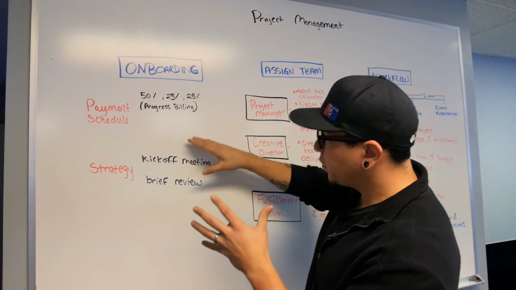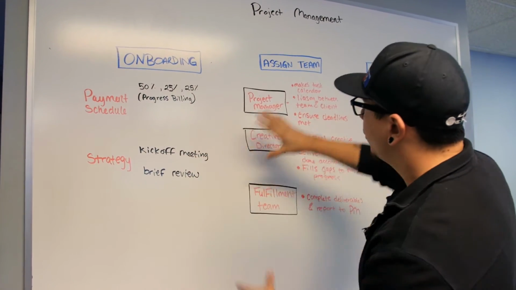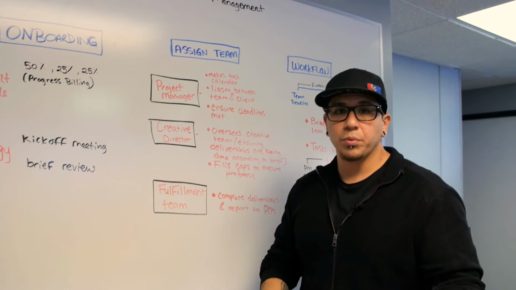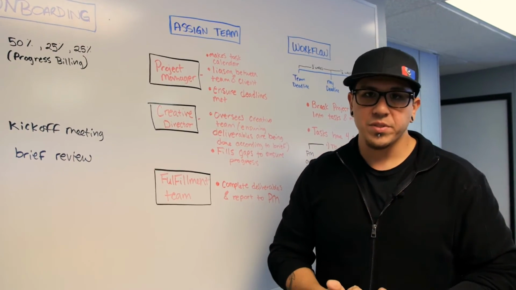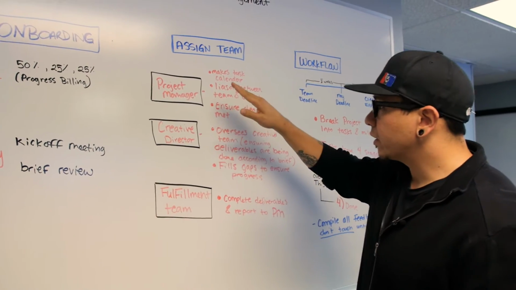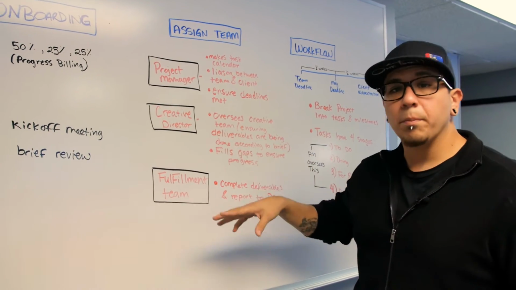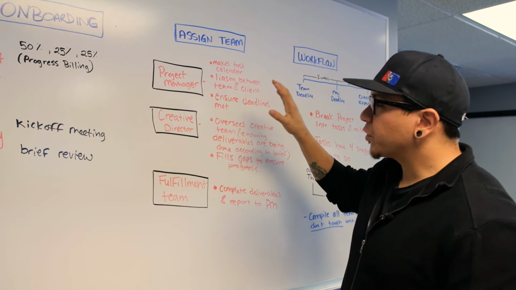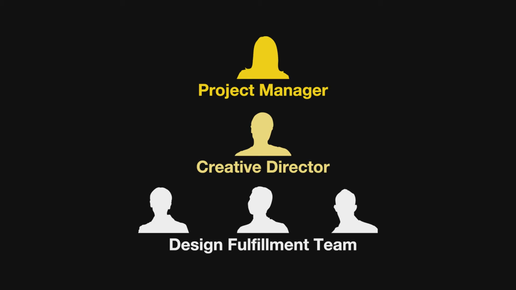Now, in between the kickoff meeting and the brief review, we're assigning the team. As an agency, we have a bigger team than solopreneurs. If you're a 1 or 2 man shop, then you might be doing multiple roles, or maybe all of them if you're a single man operation. But for Butler, we have 3 basic roles doing 3 different things. We have a project manager, a creative director, and then our fulfillment team.